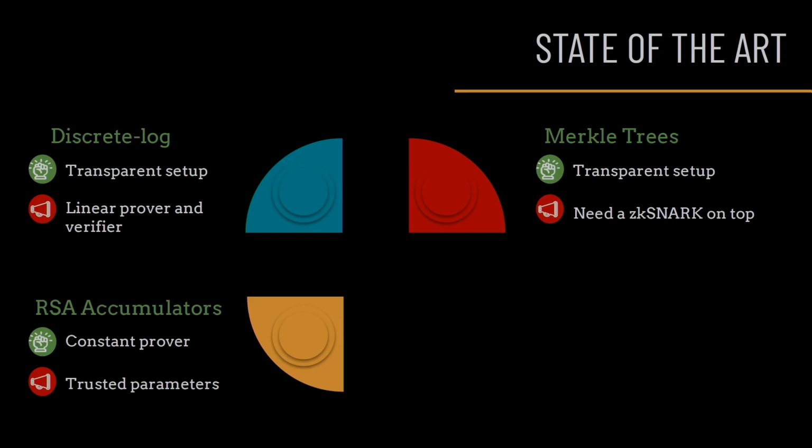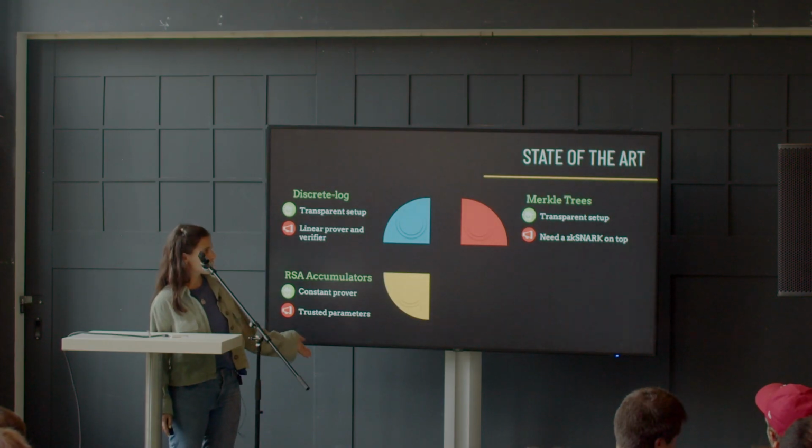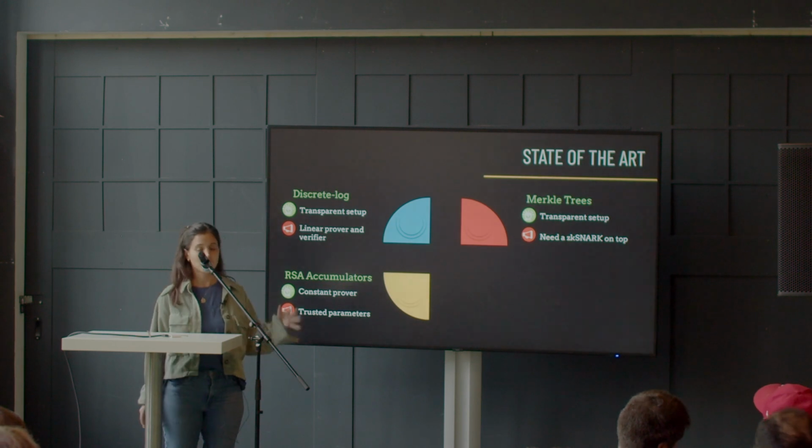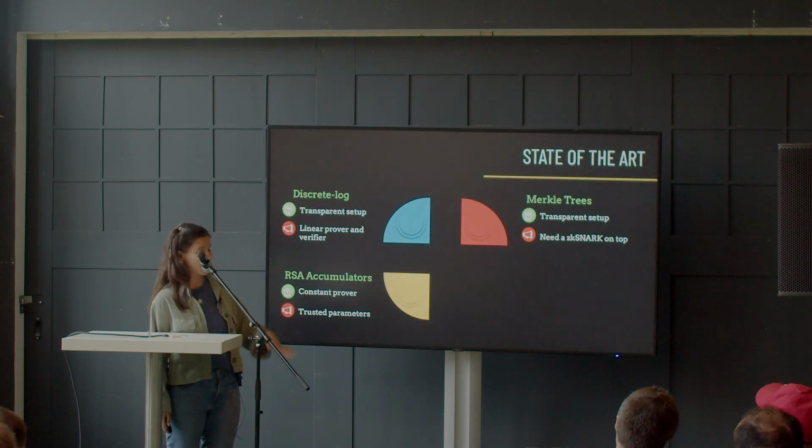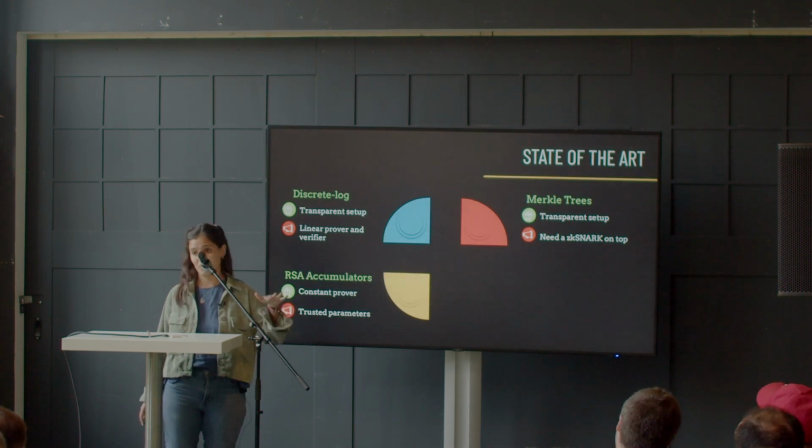Then we have the Merkle tree solutions, which are the ones that are all around, the Zcash protocol, for instance. And it's nice because, again, we have a transparent setup, but then we need to put a zero-knowledge SNARK on top of a Merkle tree. And Merkle trees have a lot of hashes.